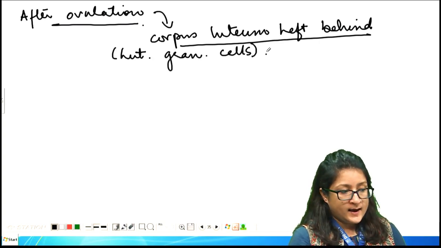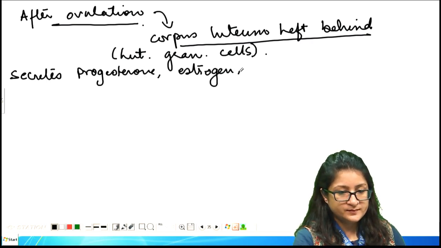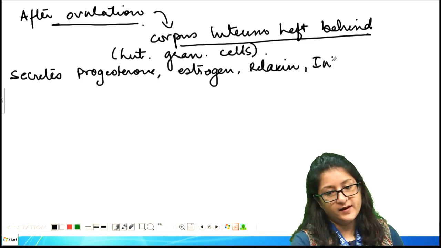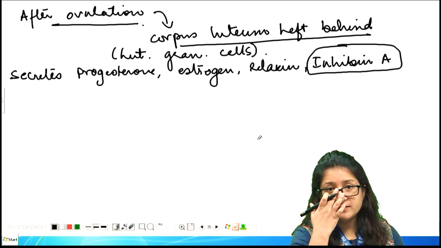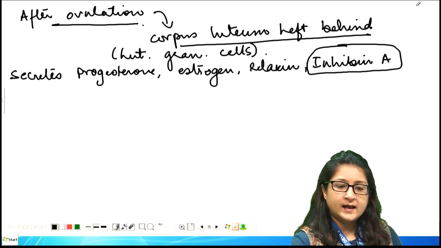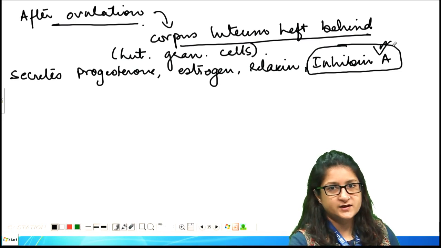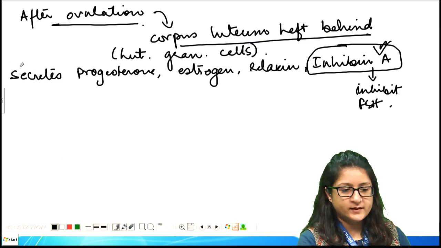This corpus luteum secretes progesterone, estrogen, relaxin, and inhibin A. Very, very important, inhibin A. The isoform secreted by granulosa cells is inhibin B, and the isoform secreted by the corpus luteum is inhibin A. The function of both these isoforms is the same, that is to inhibit FSH production. So this is important point number one.